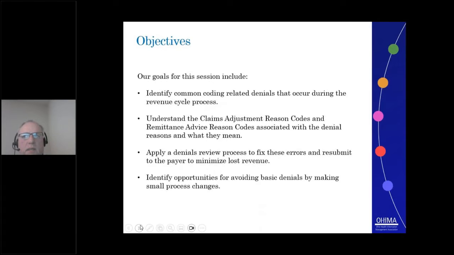During the session today, we'll take a deeper dive into these issues, and after you should be able to identify common coding-related denials that occur during the revenue cycle process, understand the claims adjustment reason codes and remittance advice reason codes associated with denial reasons and what they mean, apply a denials review process to fix these errors and resubmit to the payor to minimize lost revenue, and also identify opportunities for avoiding basic denials by making small process changes.